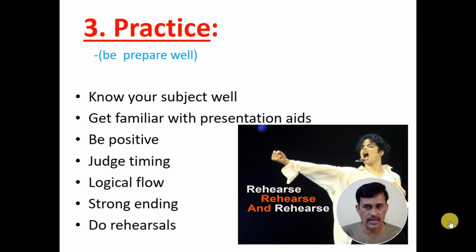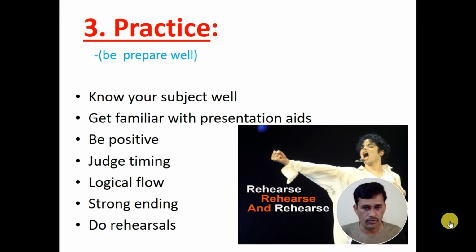Presentation, we prepared our slides. Then when we are practicing, we should be more positive, because we are going to give a presentation and we need to visualize our success before giving our actual presentation. We need to imagine that yes, I am going to give a good presentation. So we should be very positive when we are practicing.